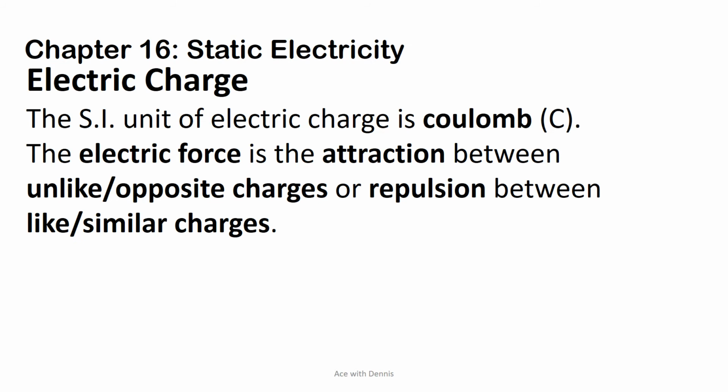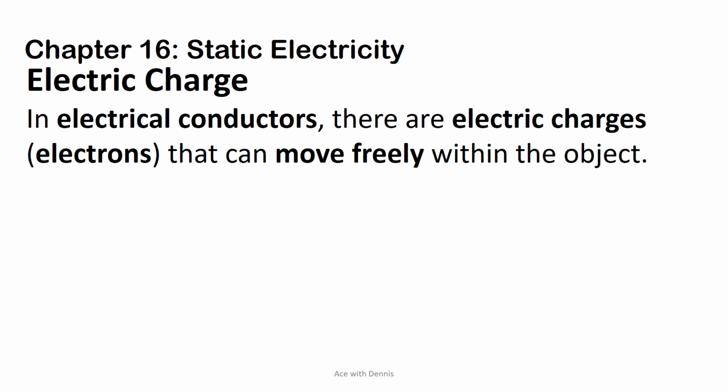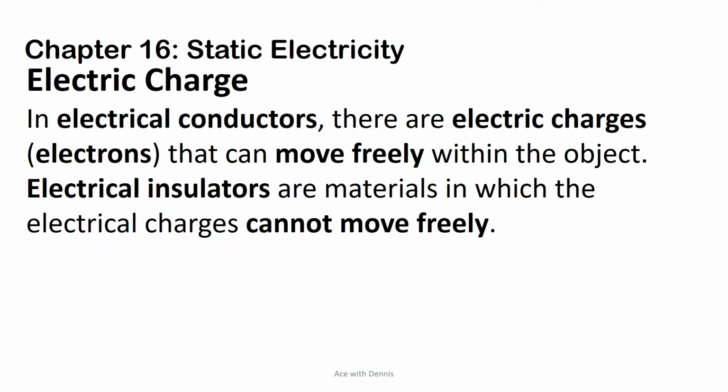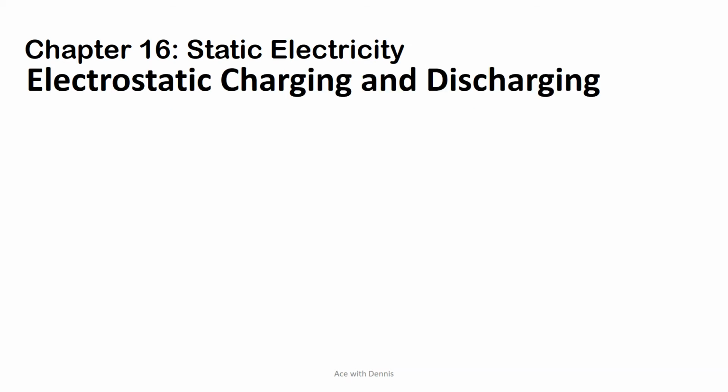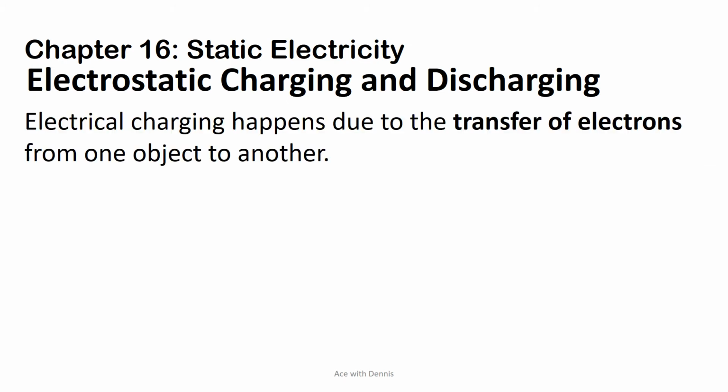The electric force is the attraction between unlike or opposite charges, or repulsion between like or similar charges. In electrical conductors, there are electric charges, which are electrons, that can move freely within the object. Electrical insulators are materials in which the electrical charges cannot move freely. Electrostatic charging and discharging. Electrical charging happens due to the transfer of electrons from one object to another.